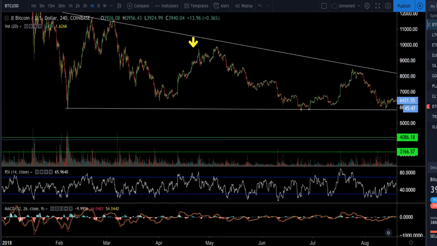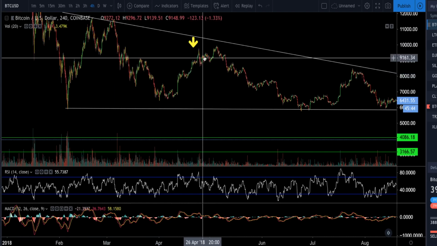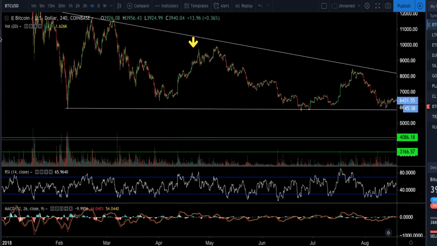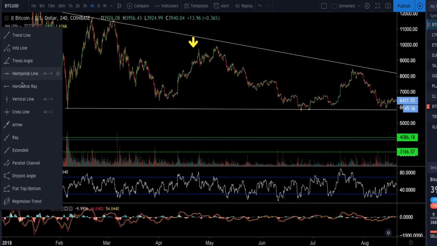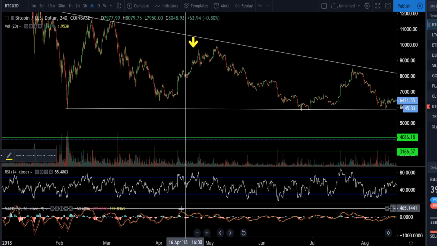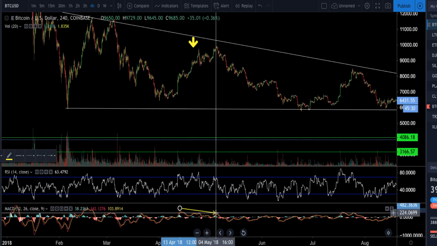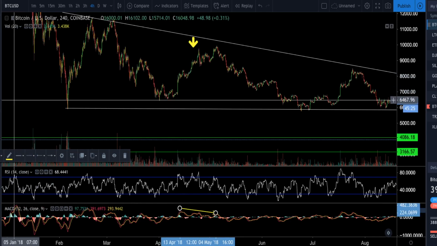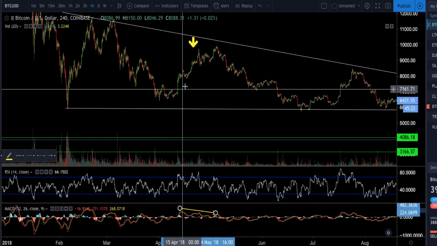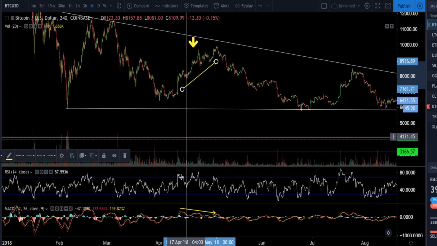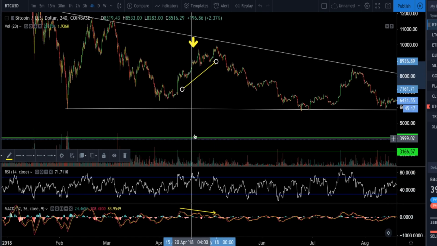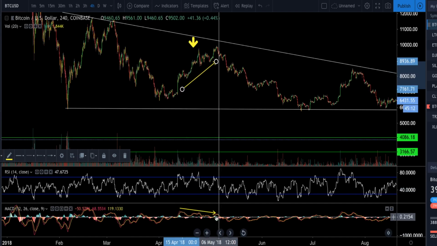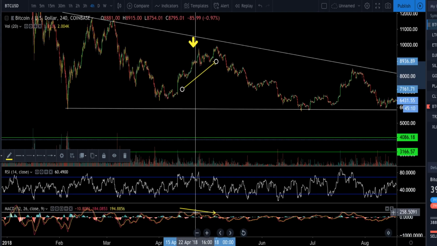And how you can tell that is if you look at price action, it's rising higher, right? Well, the MACD is showing otherwise. The MACD, you can see, is heading down. It's in a downward slope, whereas price action is heading higher. So when you see two opposing indicators, price action showing different than the MACD, that's a bearish divergence.